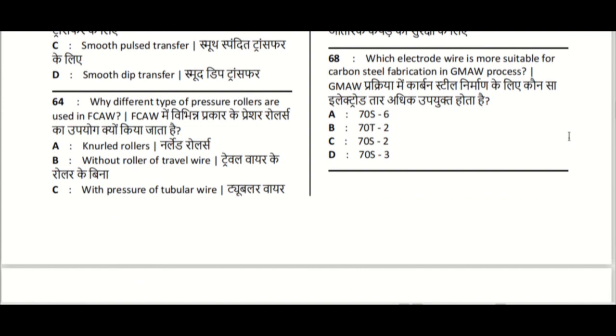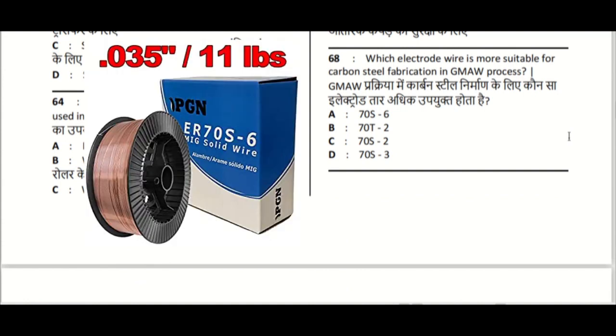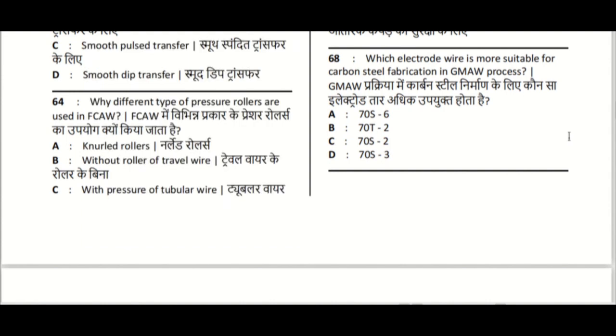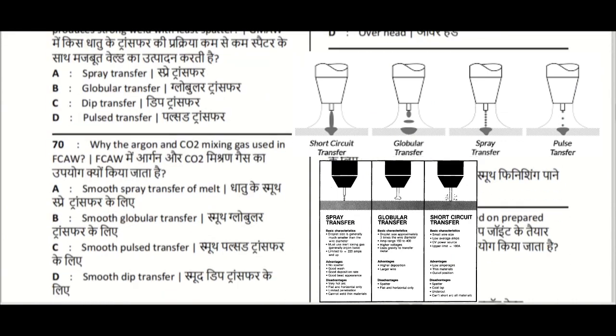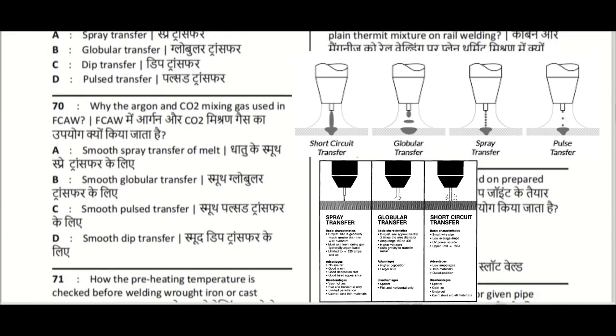Which electrode wire is more suitable for carbon steel fabrication in the gas metal arc welding process? More suitable for carbon steel fabrication in gas metal arc welding is ER70S6. Which metal transfer process in gas metal arc welding produces strong weld with least spatter? Pulsed transfer.